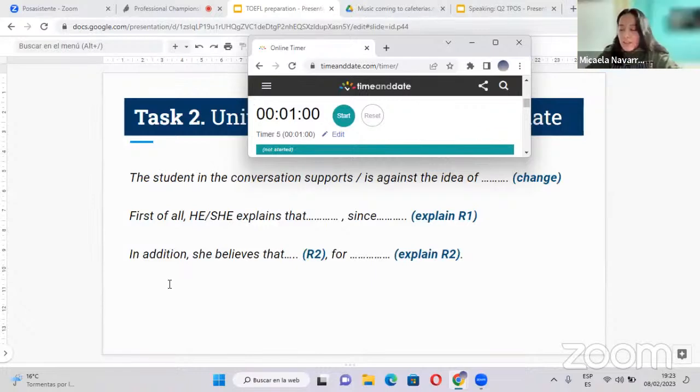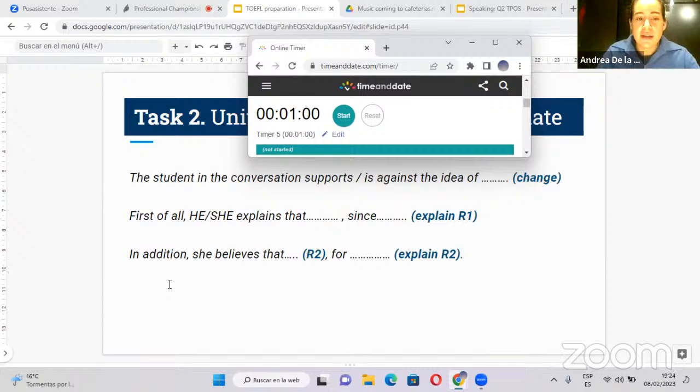Not all people like classical music. Exactly. Great. Not everyone likes classical music, right? So what will happen if they start playing classical music?